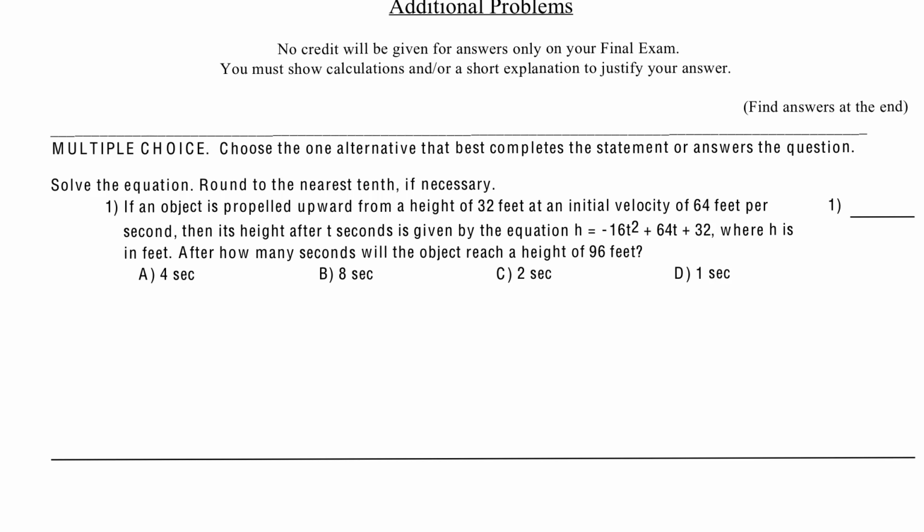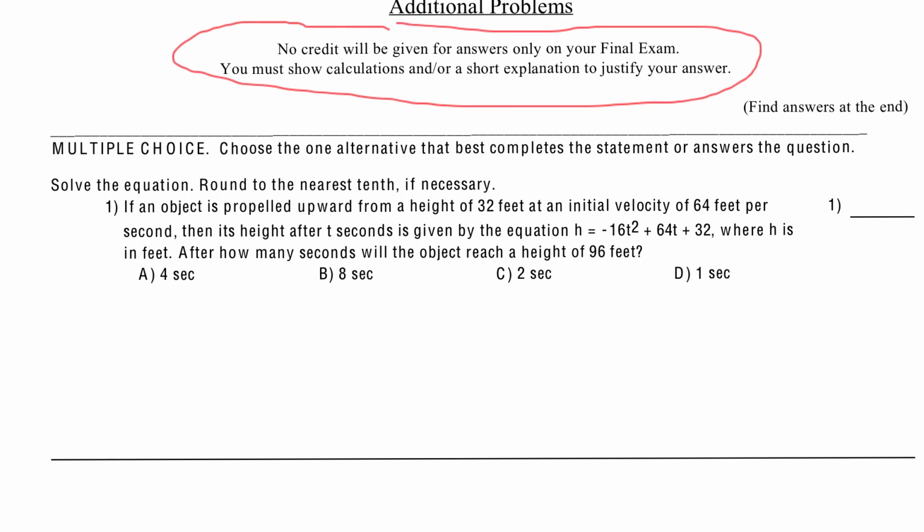Before I do the first problem, I want to draw your attention to this here on the first page. This is going to be on the first page of the exam. It says no credit will be given for answers only on your final exam. If you just circle the answers, you're not going to get any credit for it. You must show calculations and/or a short explanation to justify your answer. So, for instance, if you know that a certain one is the answer, you have to explain why, at least.